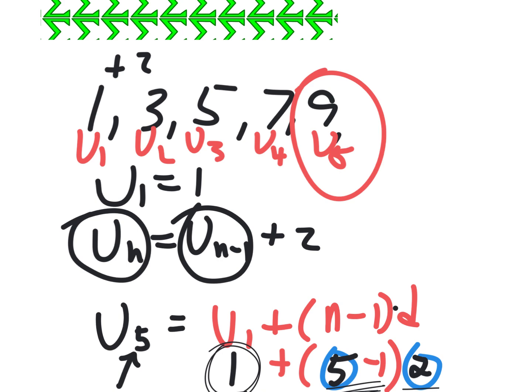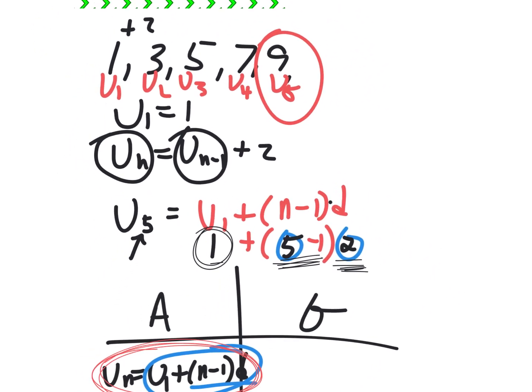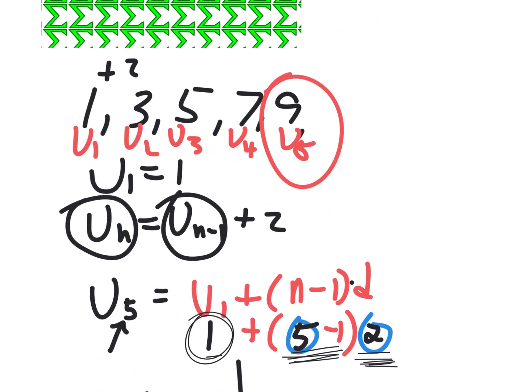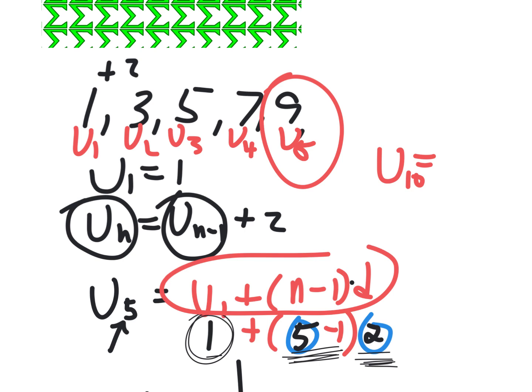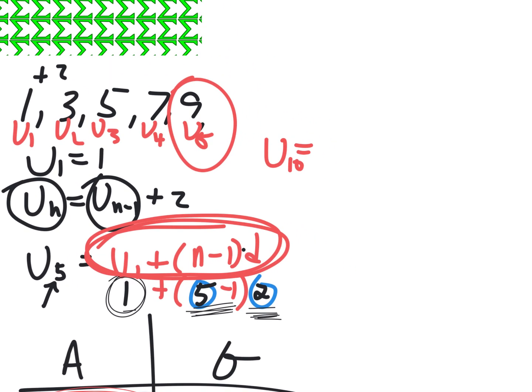So if I asked you to find u sub 10, I want you to do that right now. What is u sub 10? Use the little formula on your sheet, which is right here, by the way, and figure out what u sub 10 is. I'm going to pause for a second. You figure out what the 10th term would be. Notice you just copy that formula.